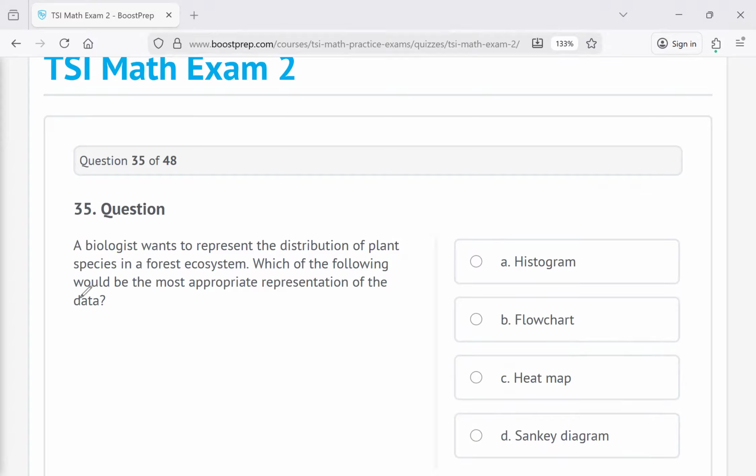I chose heat map because it's very visual. A heat map is used to visualize the density or distribution of data across 2 dimensions, typically using colors to represent intensity. It would be suitable for representing the distribution of plant species in a forest ecosystem. So I see colors, I see density, so I think it's going to be heat map.